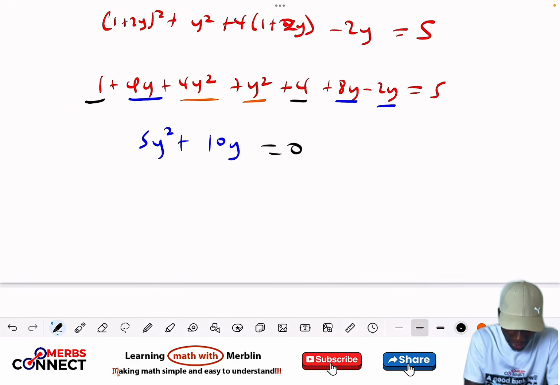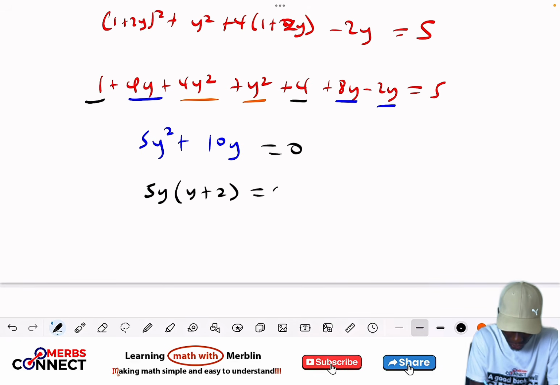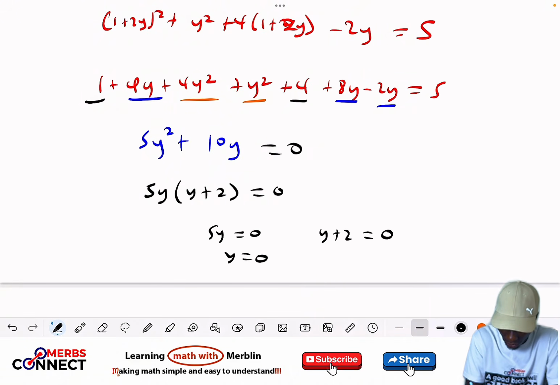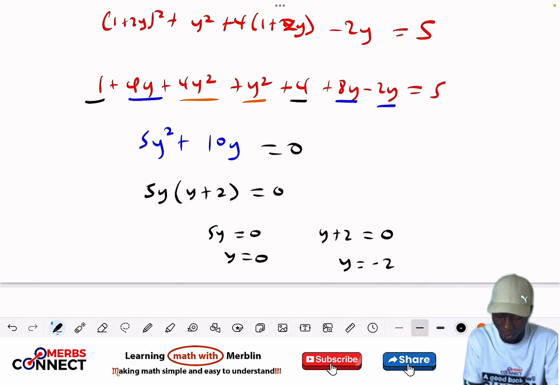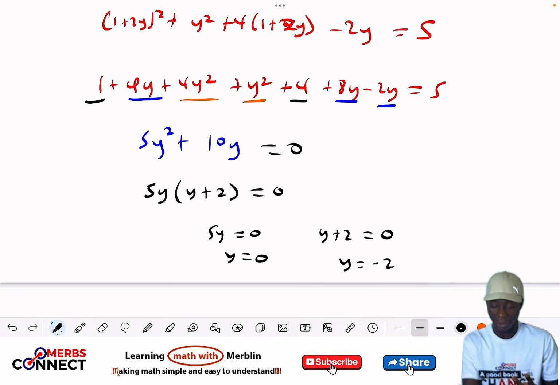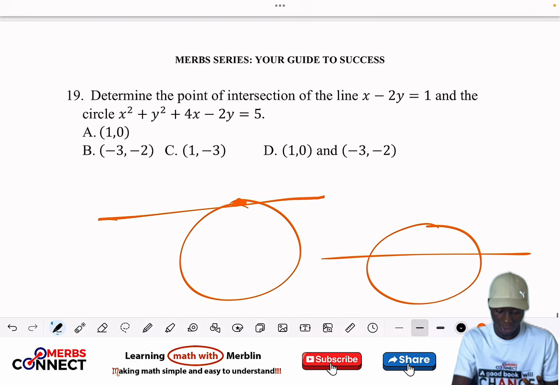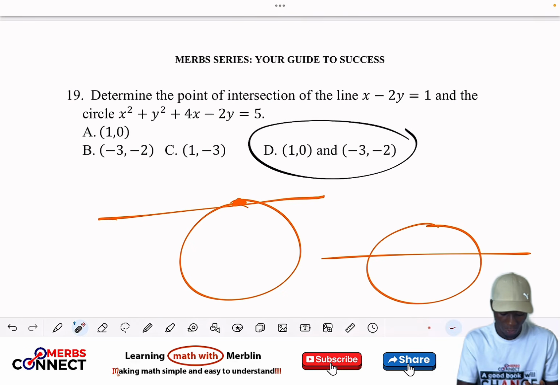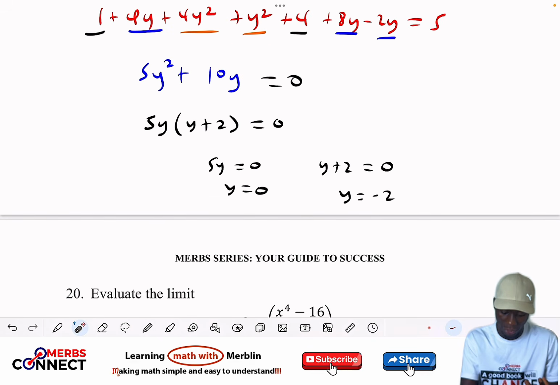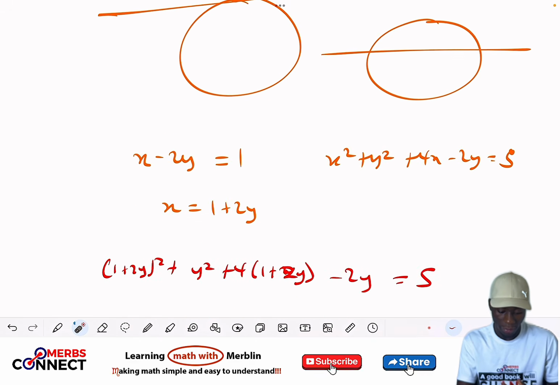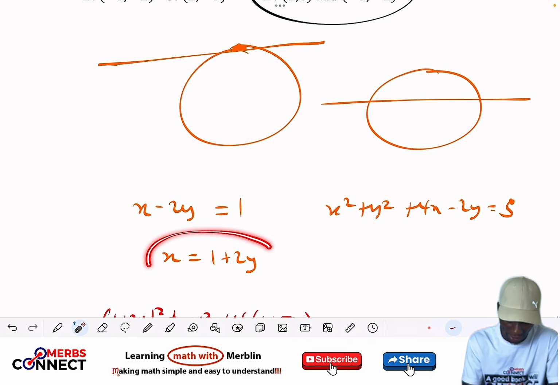So here I can factor 5y out and have y plus 2, which is equal to 0. So here 5y is equal to 0, y should be equal to 0. This plus this should be equal to 0, y should be equal to minus 2. So I'm getting 2 points here. So it means that the x points are also going to be 2. So definitely I'm going to have y is 0 and then y is minus 2, which is basically what we had here, right? But we can confirm by putting them inside this.